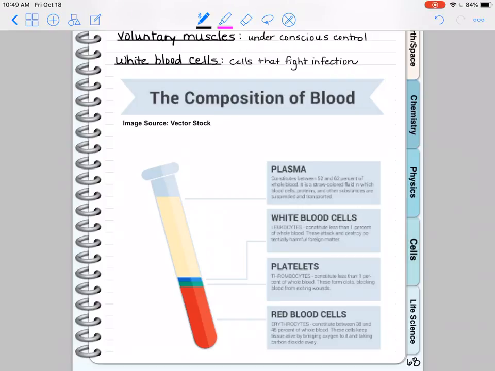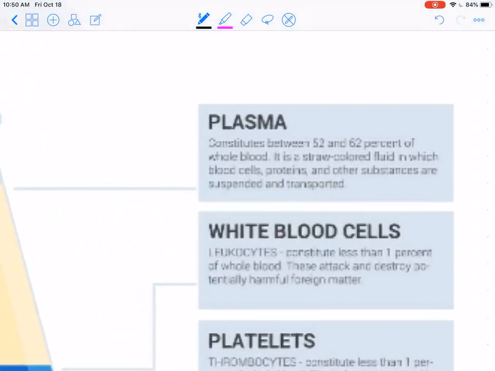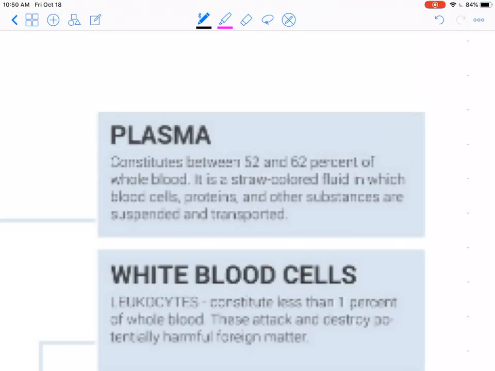So the image source is vector stock, and your blood has 4 parts. You have plasma, white blood cells, platelets, and red blood cells. So the plasma is this yellow part in the vial. The white blood cells are the blue, excuse me, the platelets are the green, and the red blood cells are the red part. So let's zoom in here and look at what all of this says.